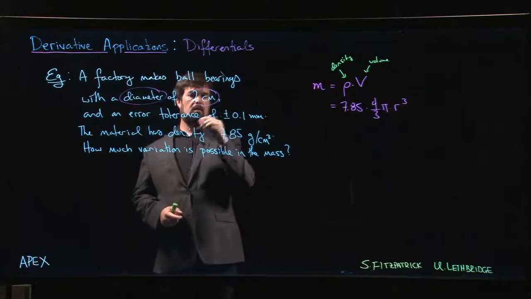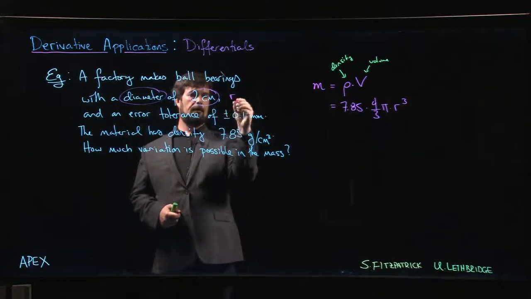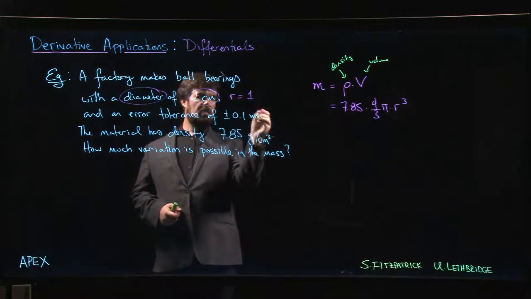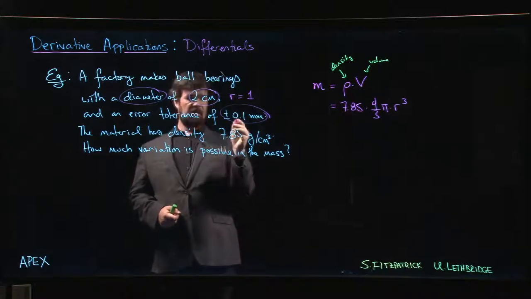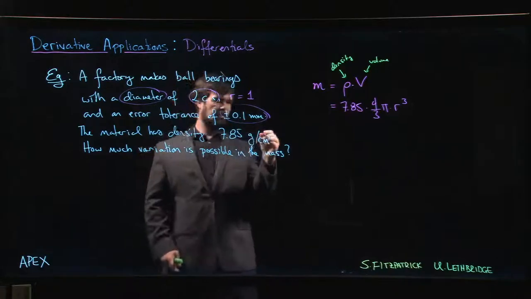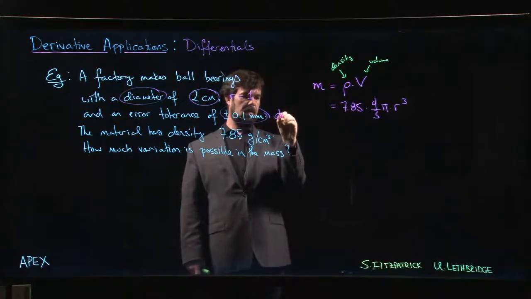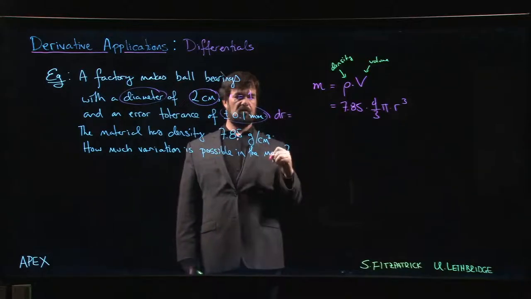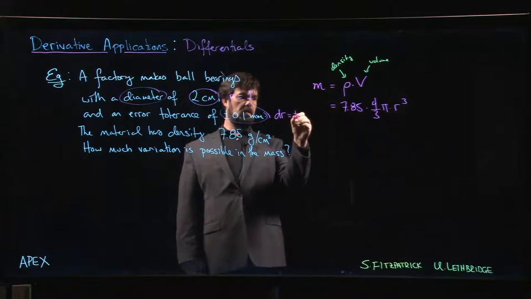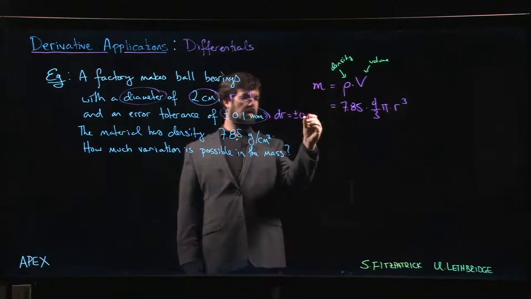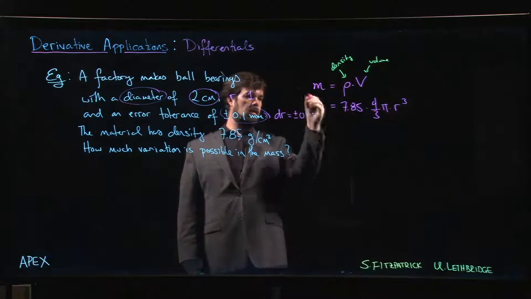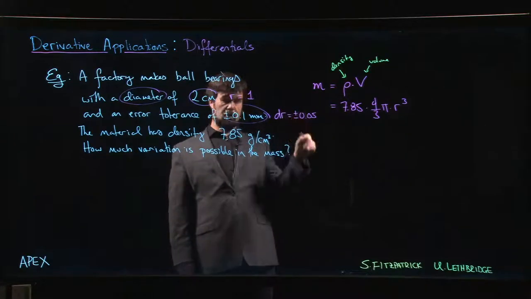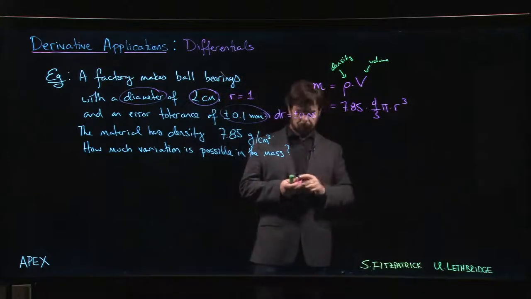Now, one thing to be careful about, we need the radius, but we're given the diameter. So R is going to be half the diameter. That also means this is the possible error in the diameter, so the possible error in the radius is going to be half that. So dr will be plus or minus 0.05. Maybe we drop the plus or minus, but dr is going to be 0.05.